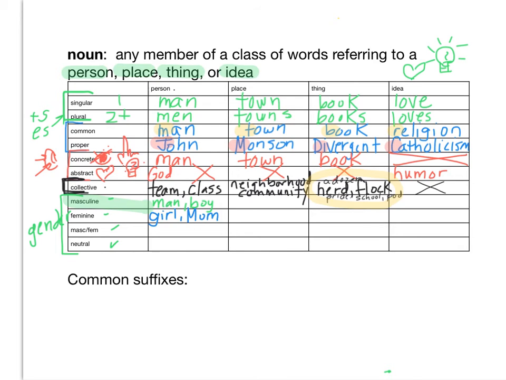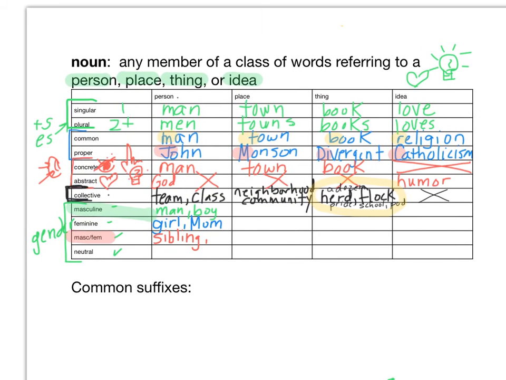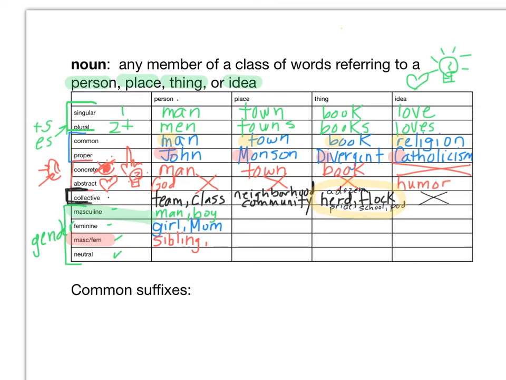If I think about nouns that might be masculine or feminine, that might be a word like sibling. Sibling could be a boy, could be a girl. Same thing with a cousin. And for some reason it's not writing, so sibling, cousin, friend, any of those could be masculine or feminine.